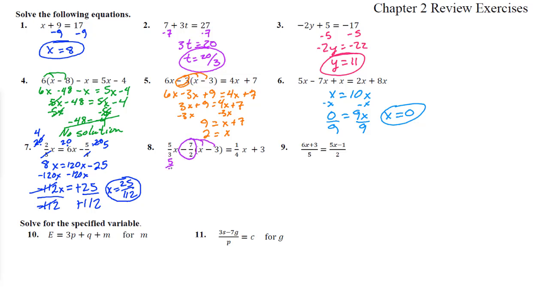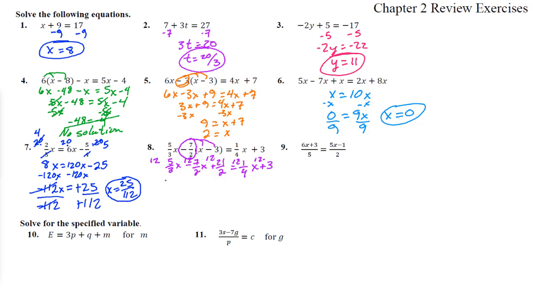We have 5/3 x minus 7/2 x plus 21/2 equals 1/4 x plus 3. Ooh, what's the least common denominator between 3's and 2's? That'd be a 6, but 3's and 4's? That'd be a 12. So we have to times by 12, times by 12, times by 12, times by 12, times by 12. And let's see what happens.